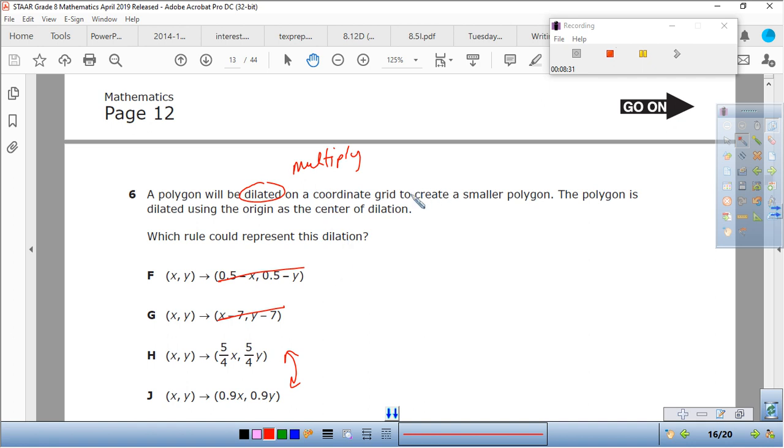And they want it to get what? Smaller. So that's another keyword. So that means that my x value has to be smaller. It really has to be between 0 and 1. Yes, 5/4 is bigger than 1, so it's actually going to make it an increase of 25%. So we're going to go with, boom, J. Pretty cool. Hopefully that was pretty easy.